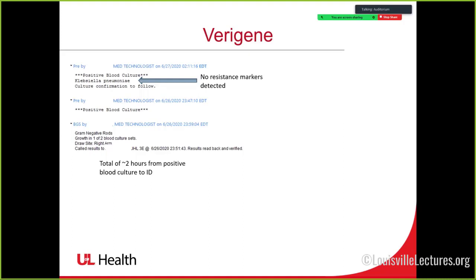Yes. Is there a way to know when they use the Verigene in the cultures? Like, how would we know? If they use a what? How would we know that they use Verigene in that culture? Because sometimes we don't know.